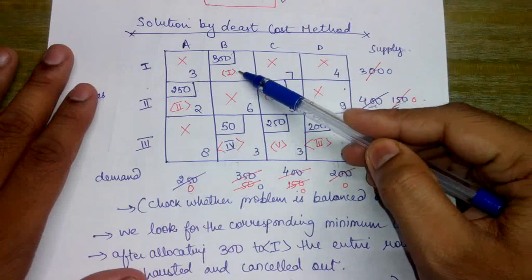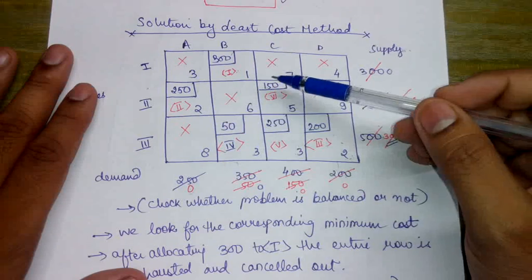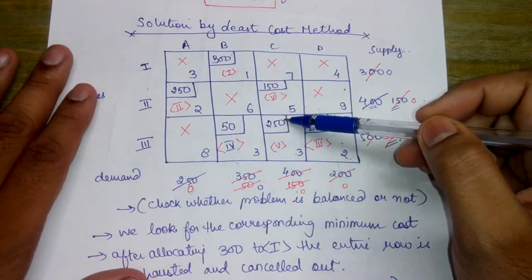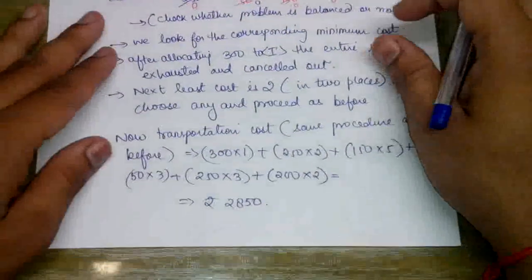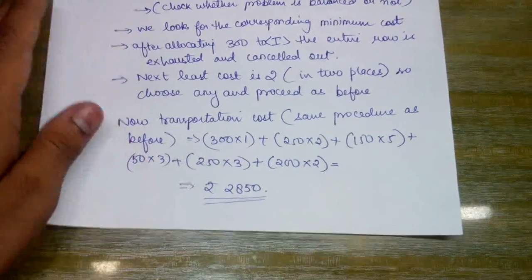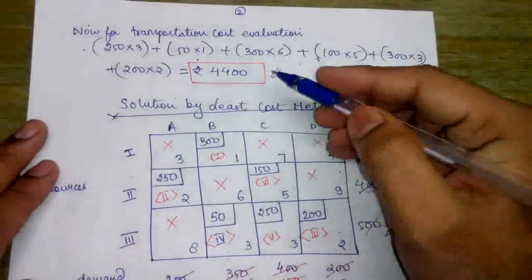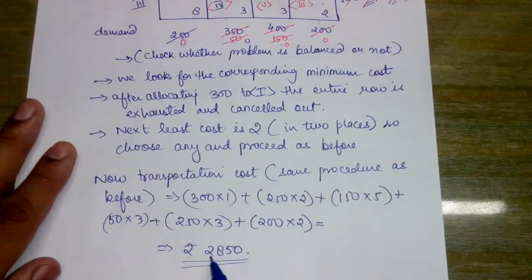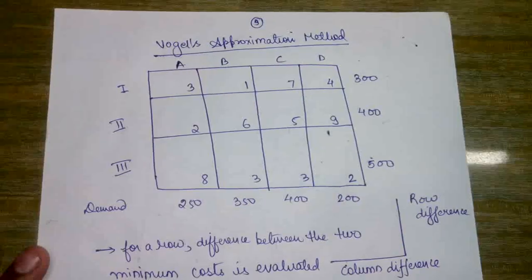Box digit multiplied by the cost, that is 300 into 1 plus 250 into 2, 150 into 5 plus 50 into 3 plus 250 into 3 plus 200 into 2. And on adding all these digits together, we will obtain that the cost is coming out to be 2850. And when we did it from the northwest corner rule, we saw it was 4400. Now it is 2850, and we see that the cost has reduced by this method.